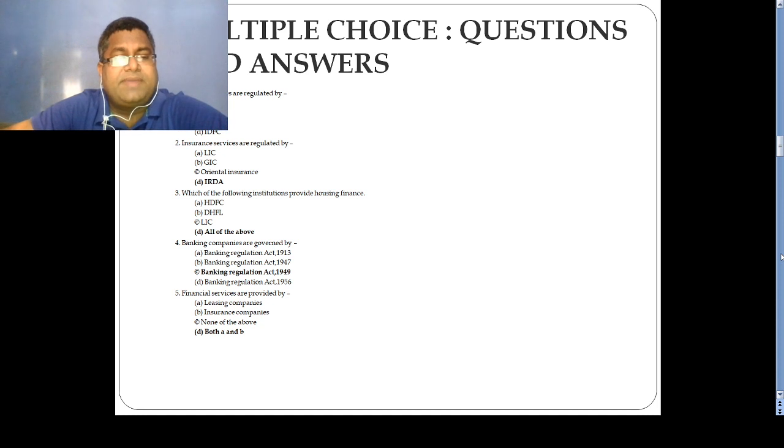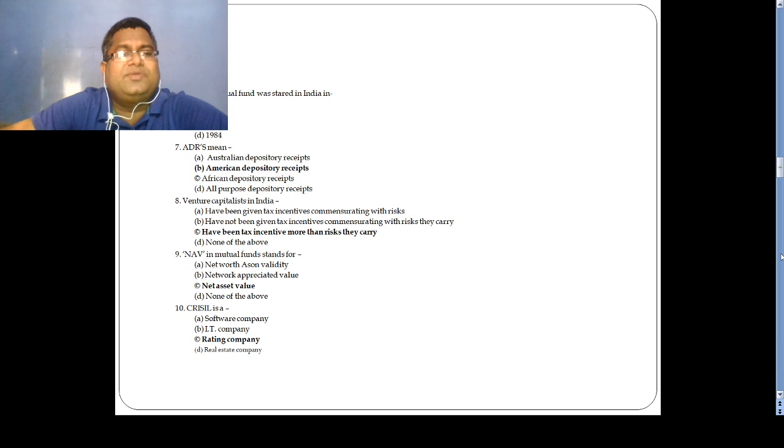And fourth one: banking companies are governed by the Indian Banking Regulation Act 1949. And fifth point: financial services are provided by leasing companies, insurance companies, hire purchase, and different types of financial services. Another one: the first mutual fund was started in India in 1964.